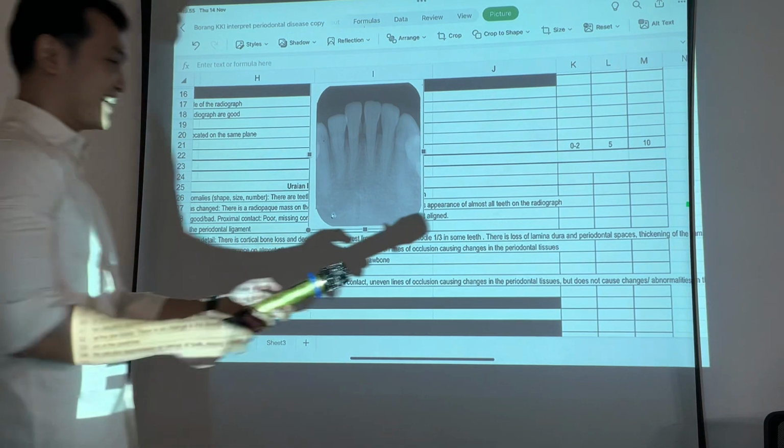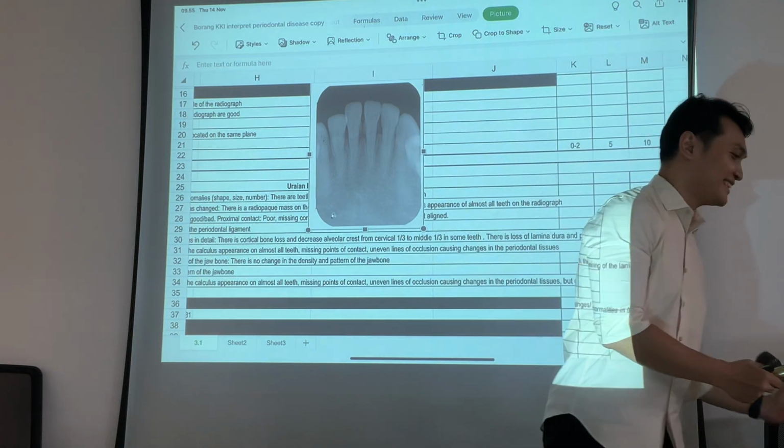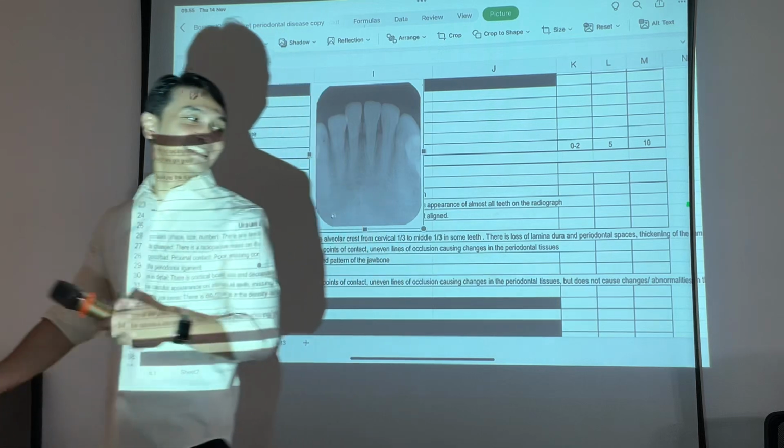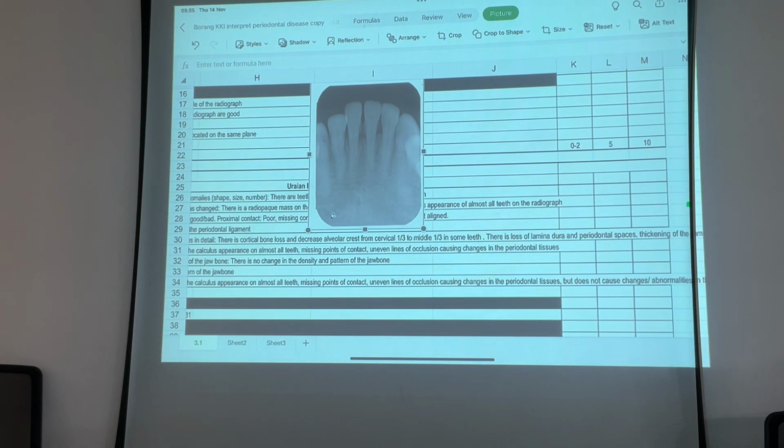Nanti jadi ganti nanti lagi bedain. Oh ini mau dicek pakai kopi. Okay.